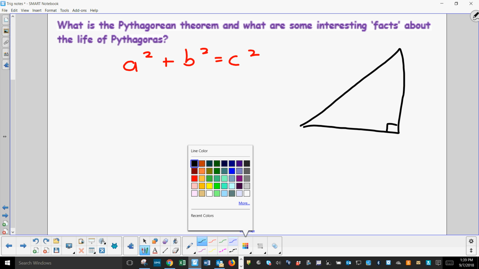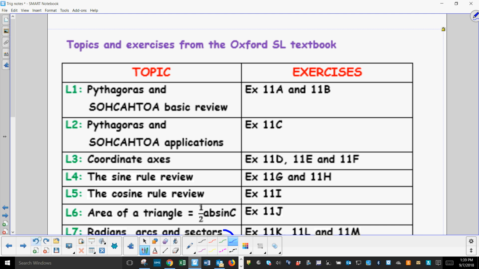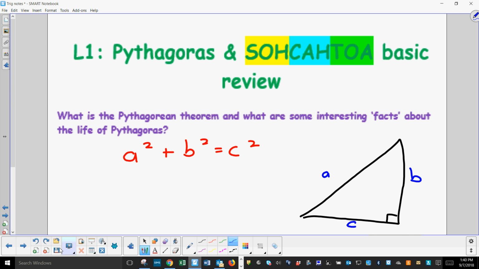Let's see. Have I labelled it correctly? No. What did I do wrong? The C goes on the longest side. Yeah, good. That's right. The hypotenuse. So the hypotenuse is the longest side. This thing's gone mad. The hypotenuse is the longest side.